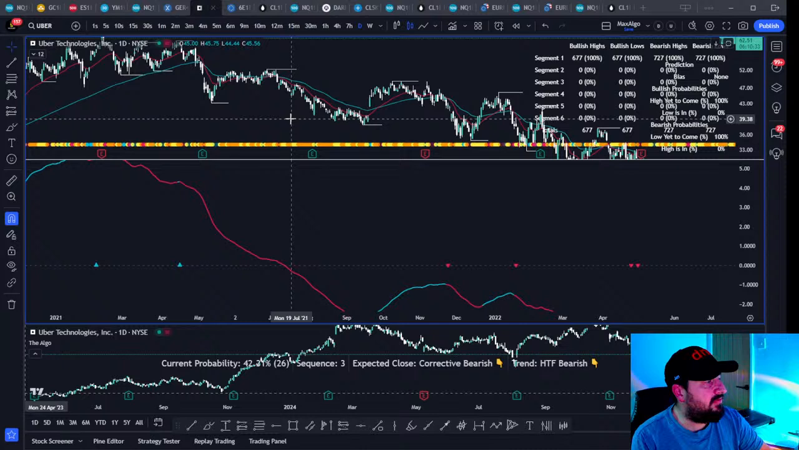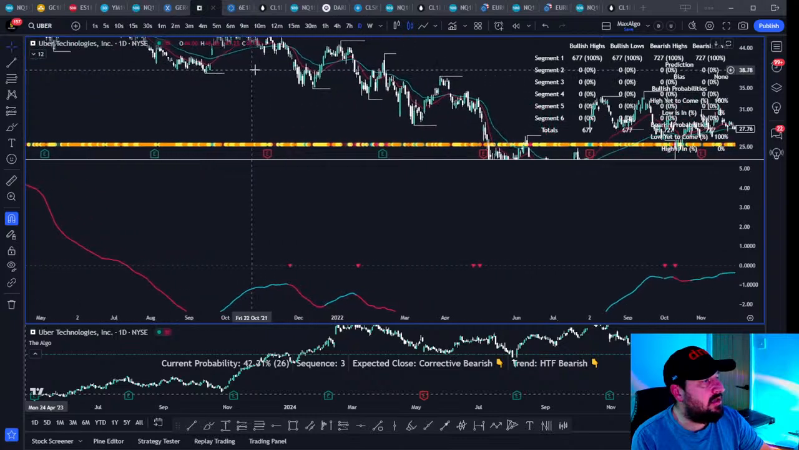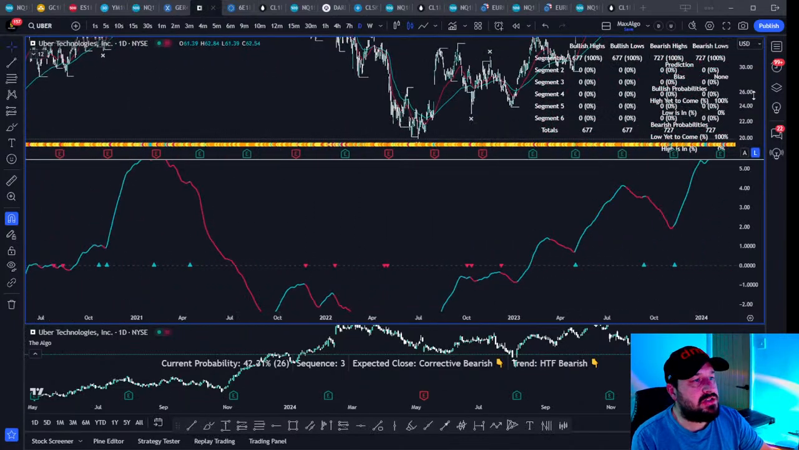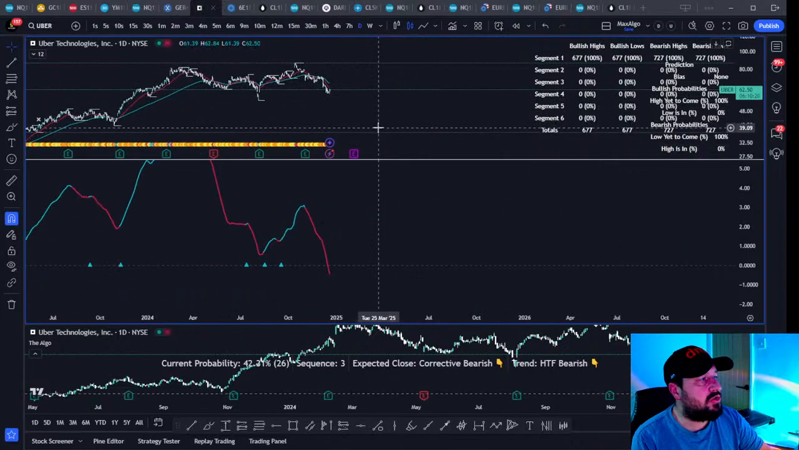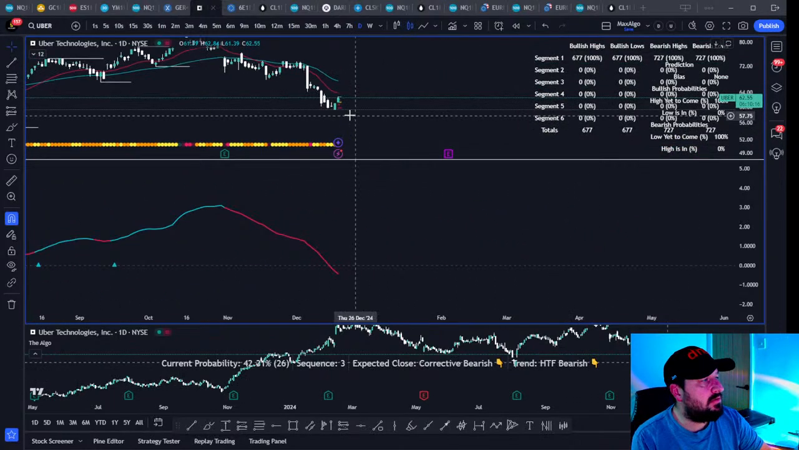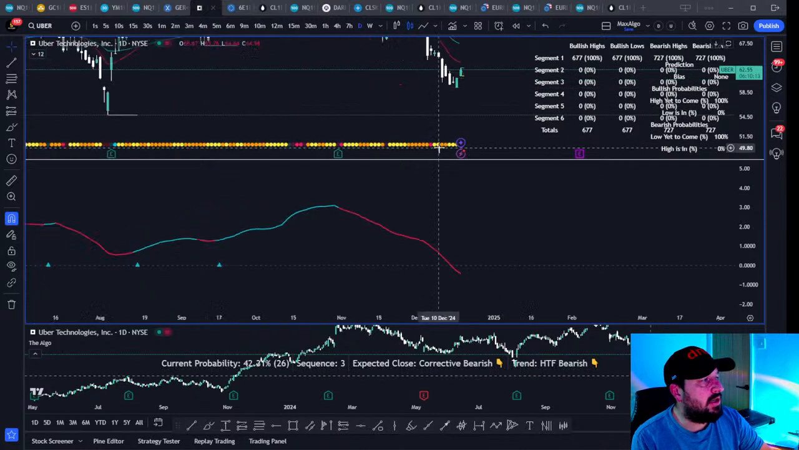And we did have a bit of a pullback, right? Similar level. 1, 2, 3, back. And then that continued drop. So I'm interested in a potential short in Uber this coming week. I am interested.